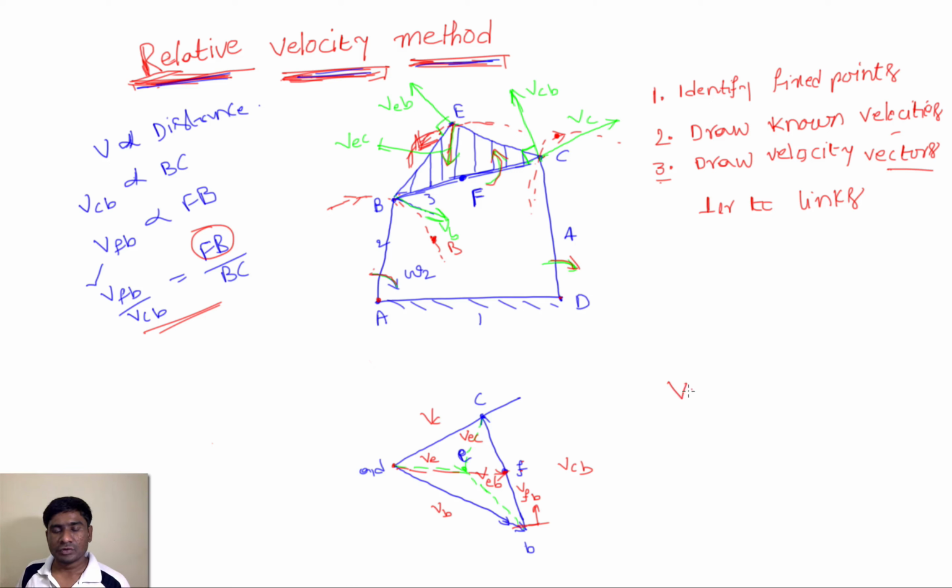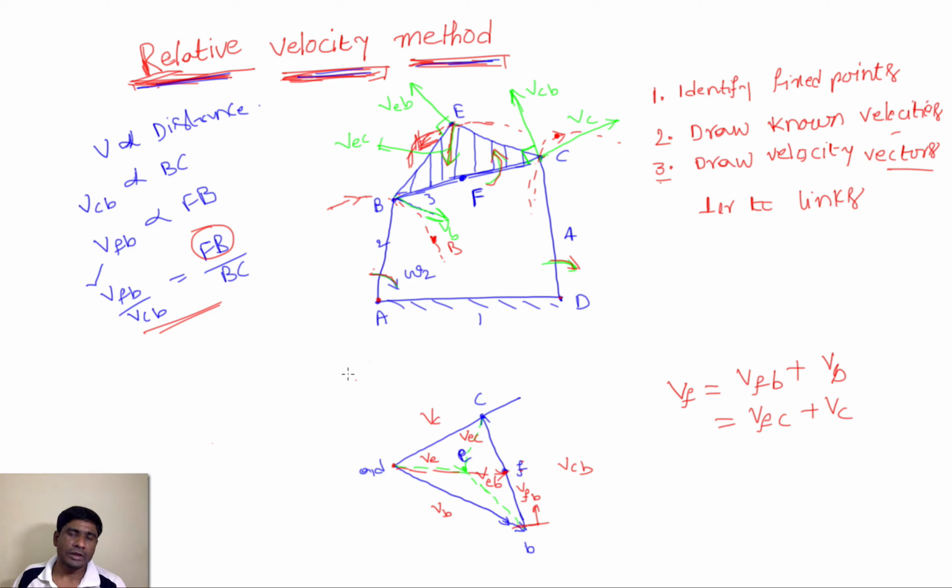So what is the absolute velocity of the point F? Again, this is a triangle ABF. That means velocity of F with respect to point B plus velocity of B, or this can be written as velocity of the point F with respect to point C plus velocity of C. And this is how we can calculate all the linear as well as angular velocities.